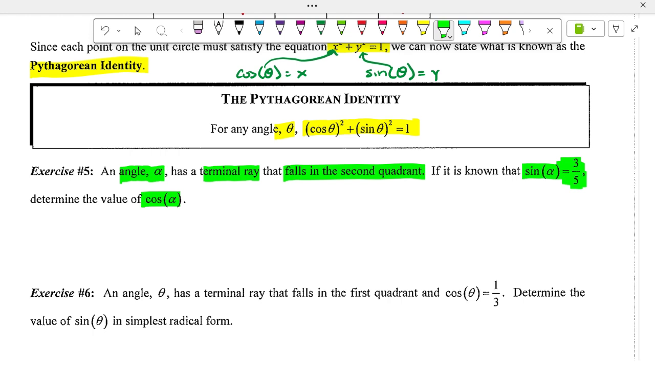So we're going to first set this up as a Pythagorean identity. They're saying that cosine of theta squared plus sine of theta squared is equal to 1. Well, don't we already know what sine of theta is, or sine of alpha in this case? So I'm going to change the theta to alpha. It's pretty much the same thing. It doesn't matter what you mark for the angle.